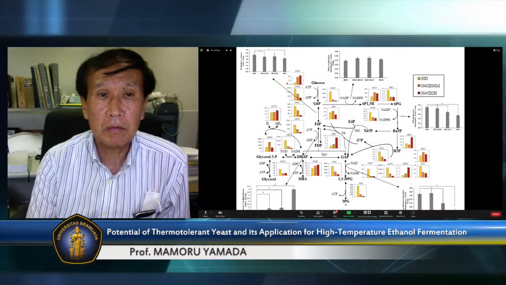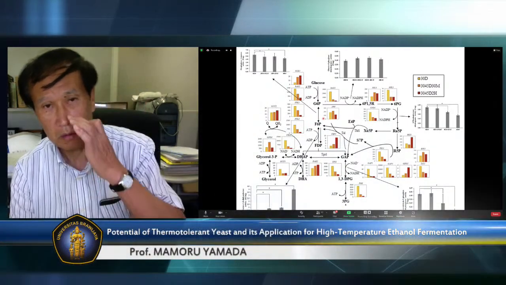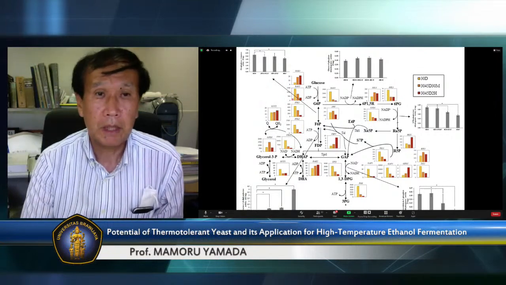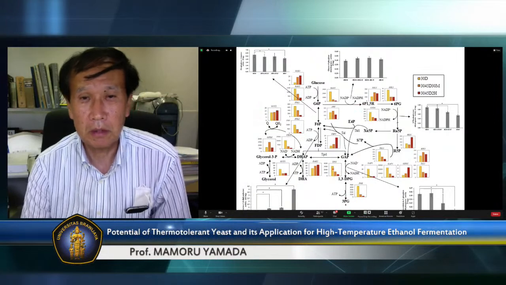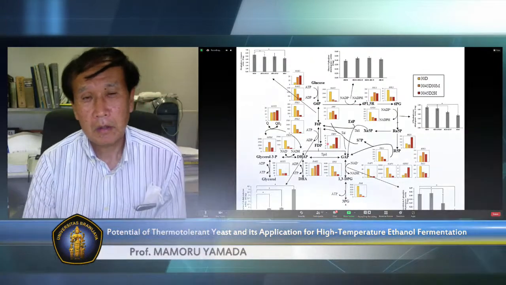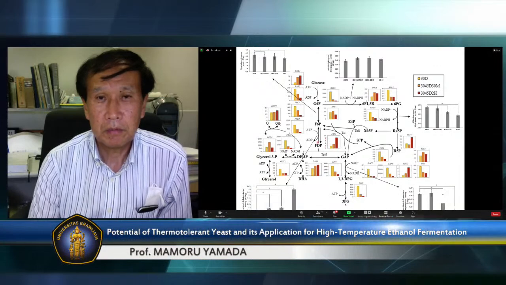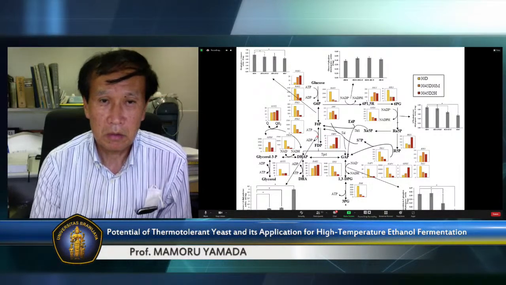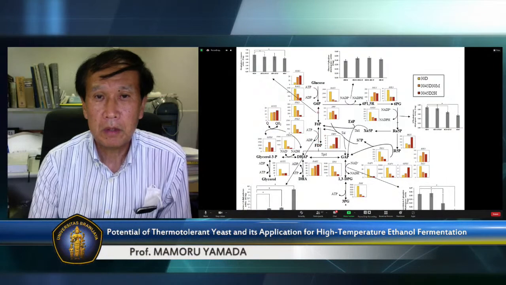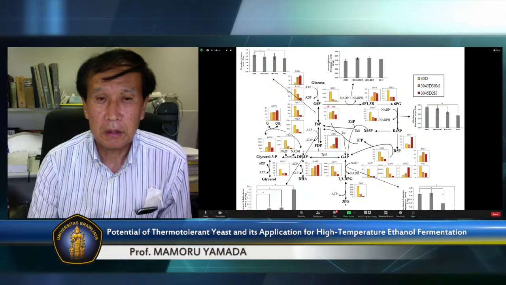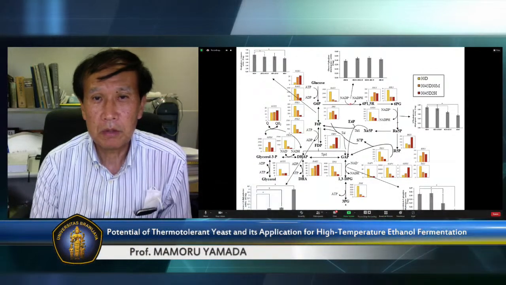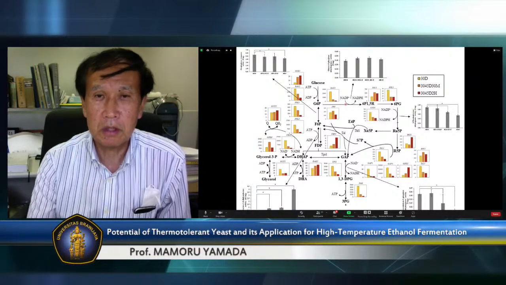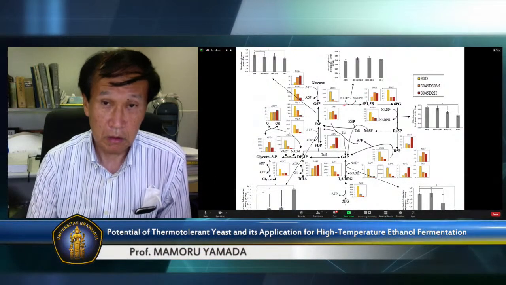And also, we confirmed this transcriptome analysis by enzyme analysis, and nearly consistent data was obtained from the enzyme activities. So we think this pentose pathway is the main pathway at high temperature and produces NADPH. So this is consistent with our previous data.